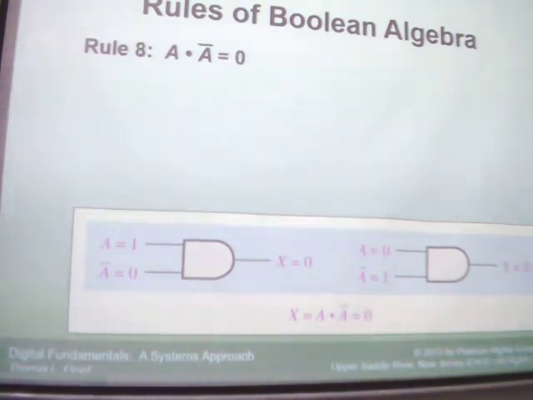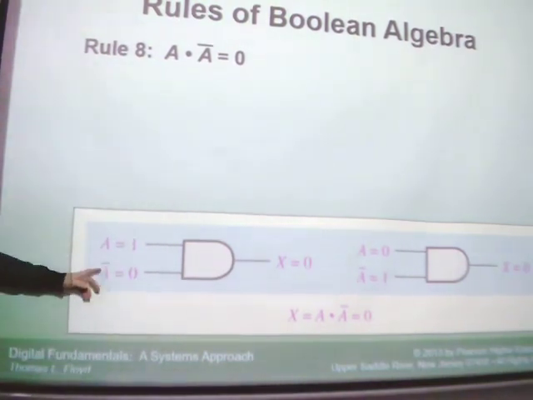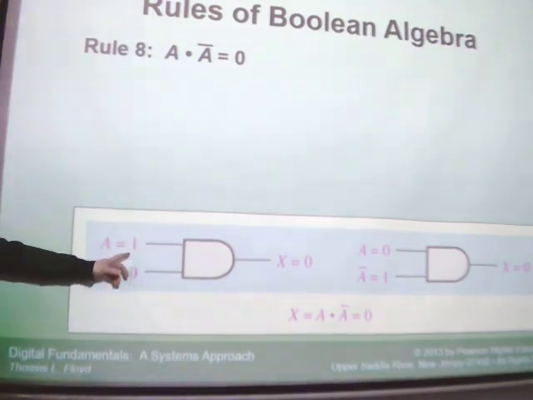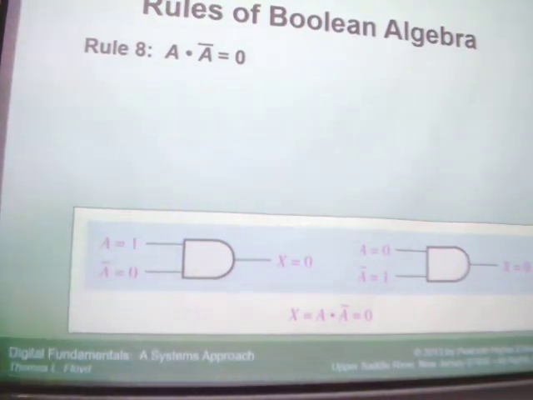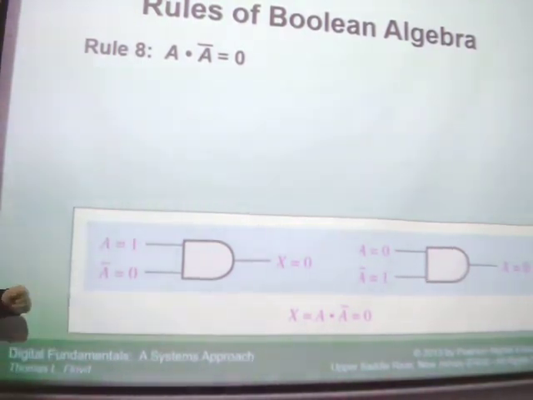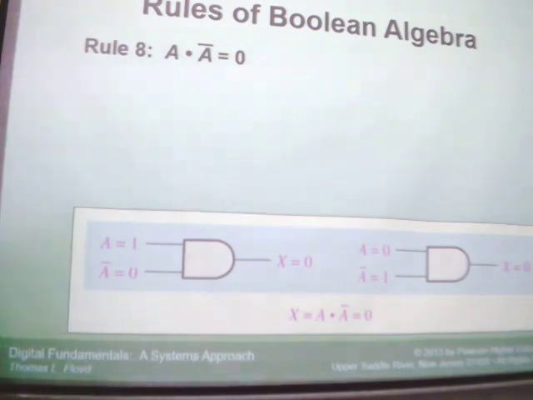Rule 8. A and A over bar equals 0. Because if A equals 1, then A over bar equals 0, so 1 and 0 equals 0. If A equals 0, A over bar equals 1, so 0 and 1 equals 0. So A and A over bar equals 0.